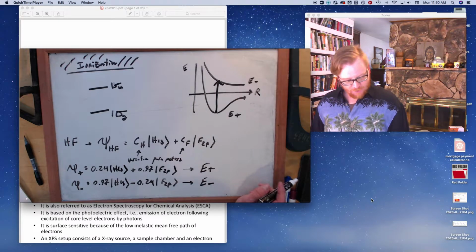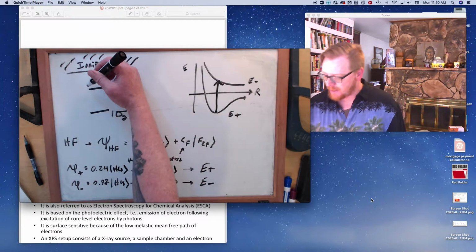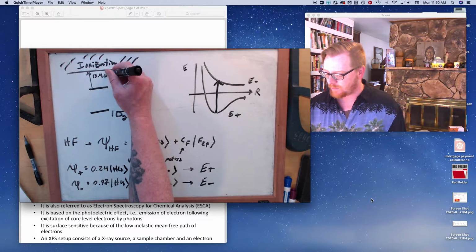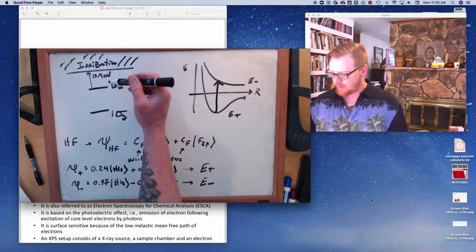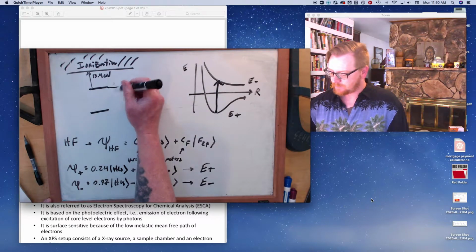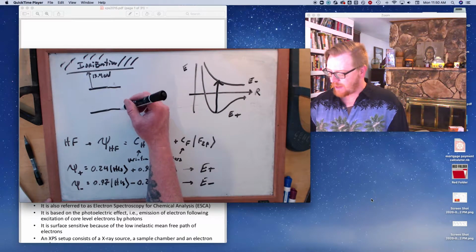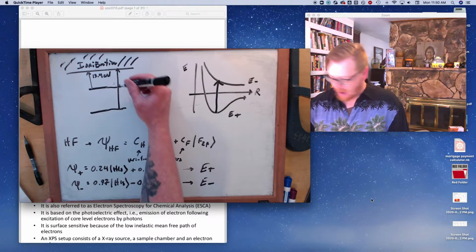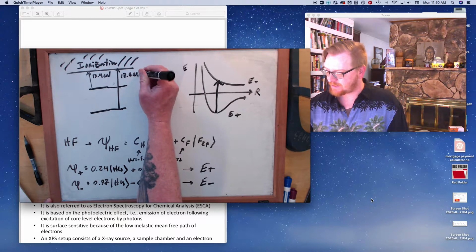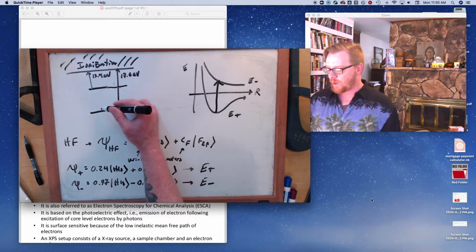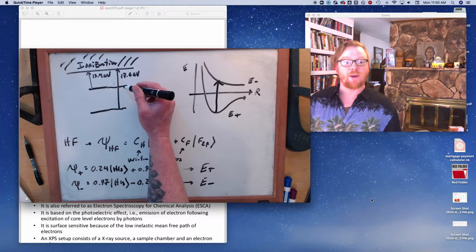And as it turns out for HF, this is about 13.4 electron volts. Okay, and let's see, I'm going to make some more room on my diagram. And then for the bonding level, it's calculated to be about 17.6 eV. And again, the idea here is that from these calculations, we know where E plus is and we know where E minus is.